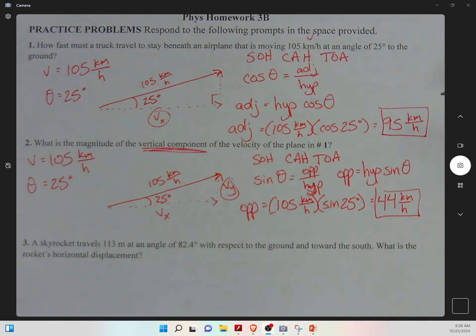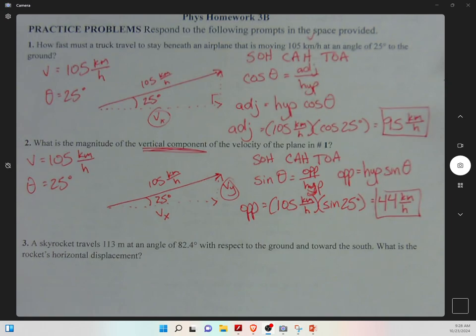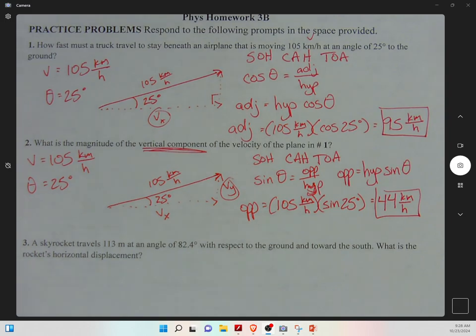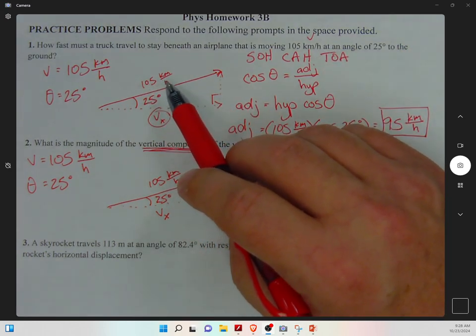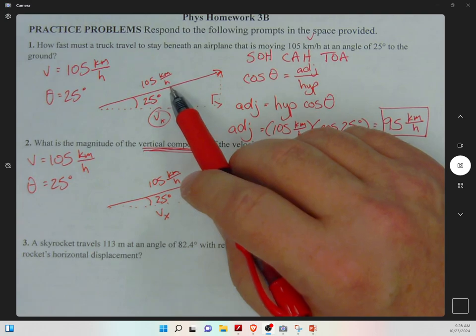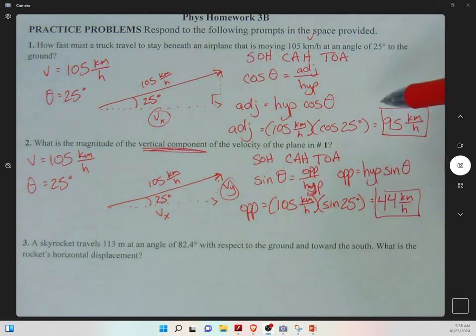Now, between numbers 1 and 2, we've actually completed this triangle. We started just with the knowledge of the hypotenuse, and then we used cosine and sine to figure out the horizontal and the vertical components. If, for some reason, you forgot that the resultant, the actual velocity, was 105 kilometers per hour, you could use the Pythagorean theorem to figure that out again. Once you have the two sides of the triangle, right, you can use the Pythagorean theorem.